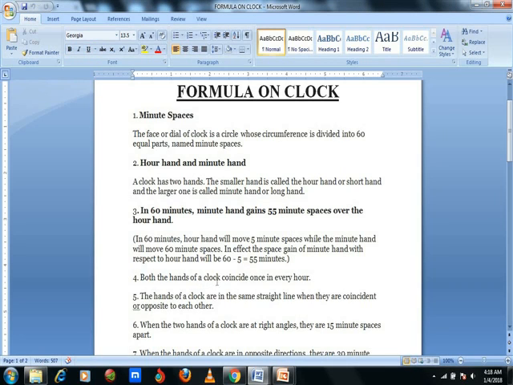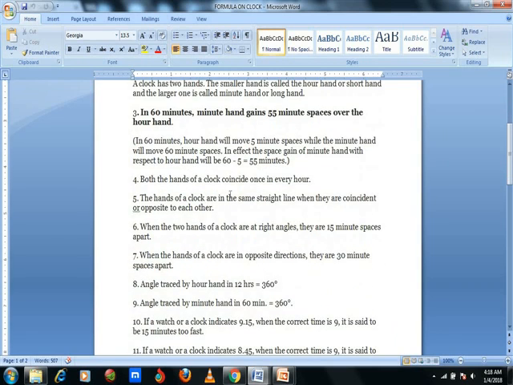Both hands of a clock coincide once in an hour. The hands of a clock are in the same straight line when they are coincident or opposite to each other. When two hands of a clock are at right angles, they are 15 minute spaces apart. If two hands are at right angles, there are 15 minute spaces.